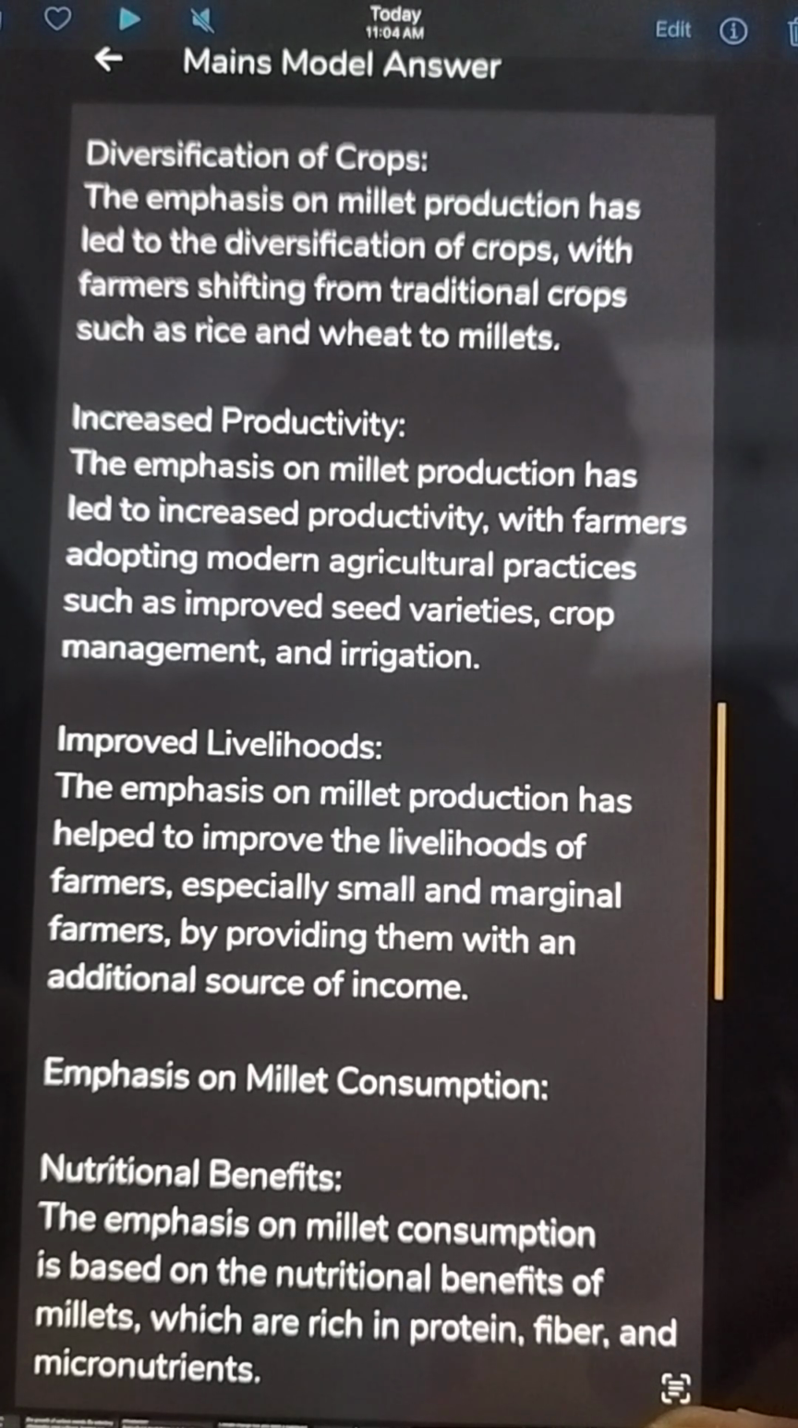Then comes increased productivity. The emphasis on millet production has led to increased productivity, with farmers adopting modern agriculture practices such as improved seed varieties, crop management, and irrigation. Then comes improved livelihoods. The emphasis on millet production has helped to improve the livelihoods of farmers, especially small and marginal farmers, by providing them with an additional source of income. Then comes emphasis on millet consumption.